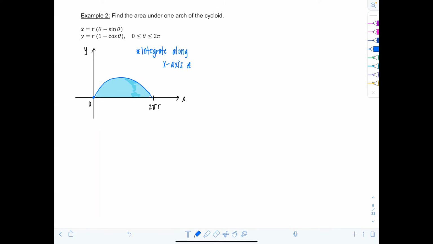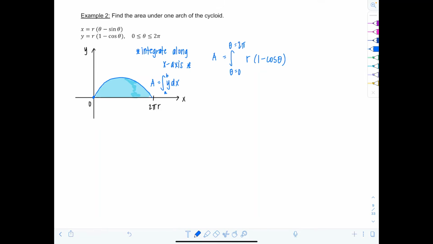So then I'm going to choose my formula accordingly. So I'm going to have area equals the integral from theta equals 0 to theta equals 2 pi. And remember, when we integrate along the x-axis, I have y dx, a to b. That's the formula that we're using. So now substituting in everything for my parameter so that it's all in terms of theta instead, y is equal to r times 1 minus cosine theta.